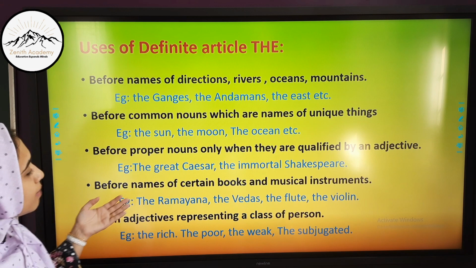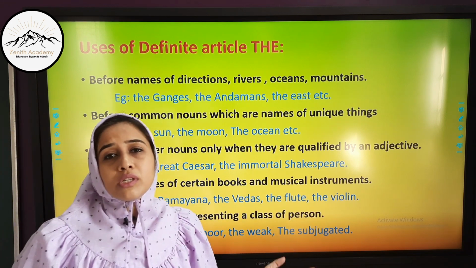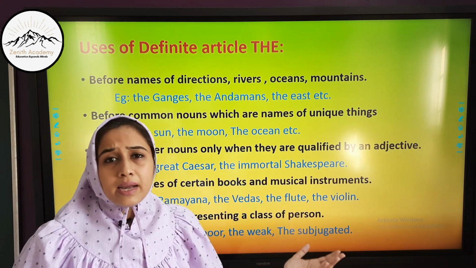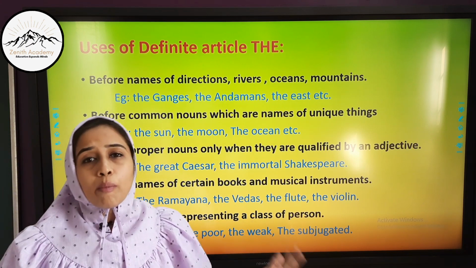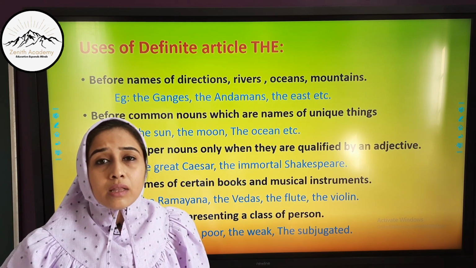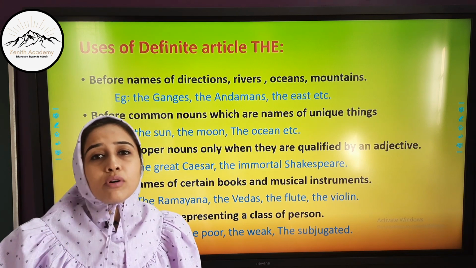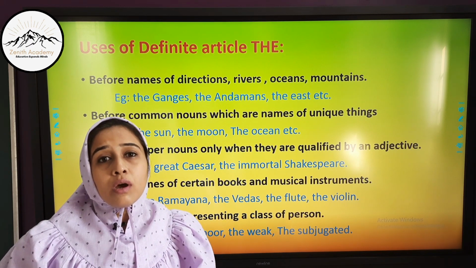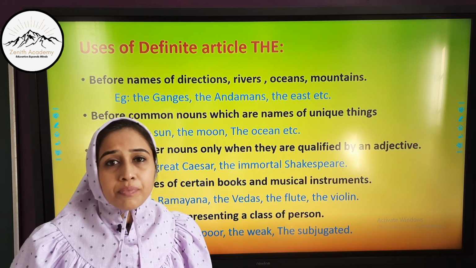Next is before names of certain books and musical instruments. Before the names of all musical instruments, we will use "the": the tabla, the flute, the violin, the guitar, etc. And certain books. Which books are these? These are not common books. Like we say the Ramayana, the Vedas, the Holy Bible, the Holy Quran. These are one of a kind books. We don't find all the books of the same category. So when we are talking about these particular kinds of books, religious books or such important books, the definite article will be used.